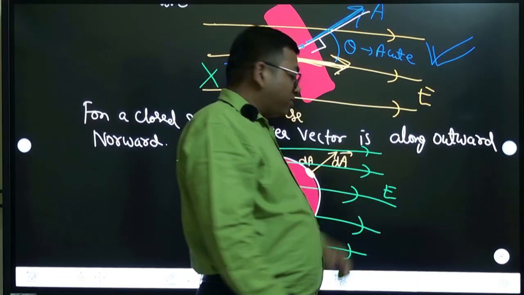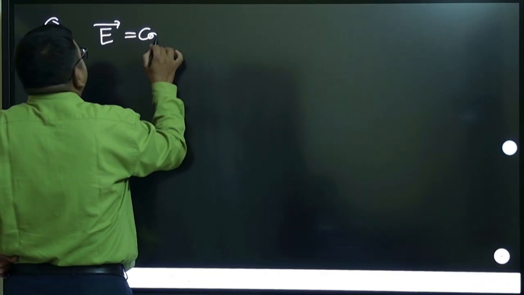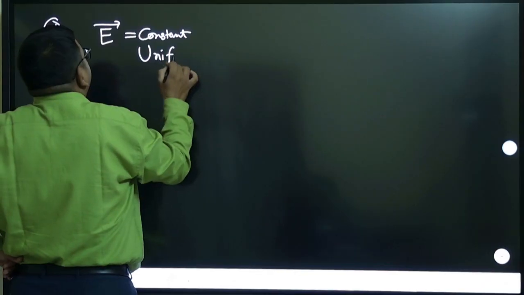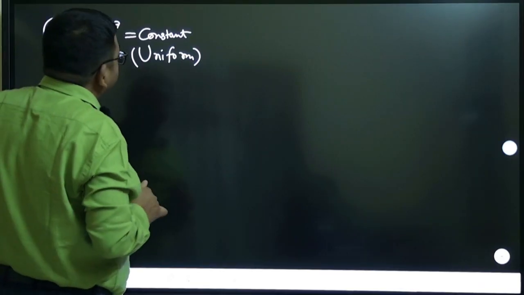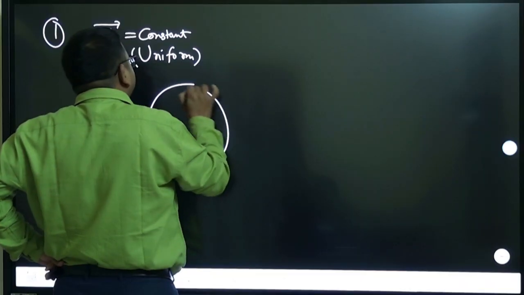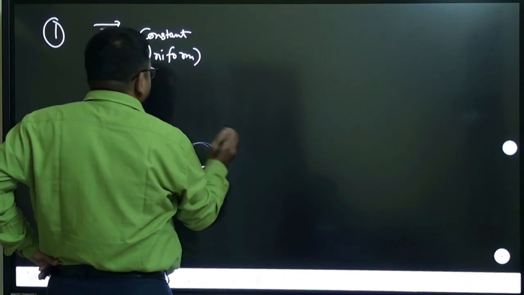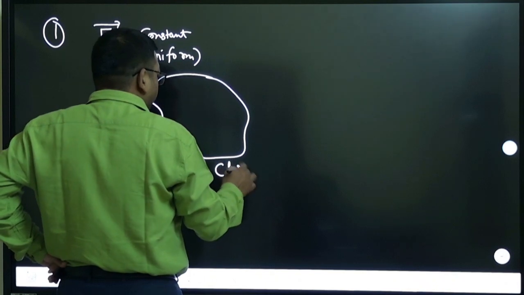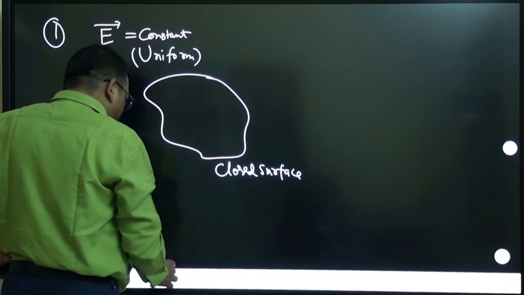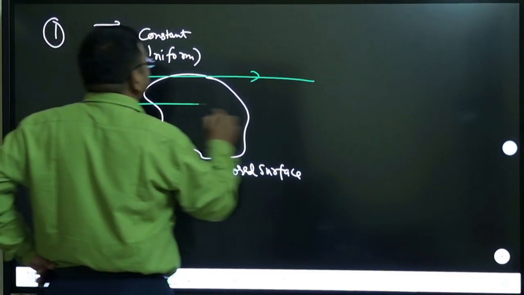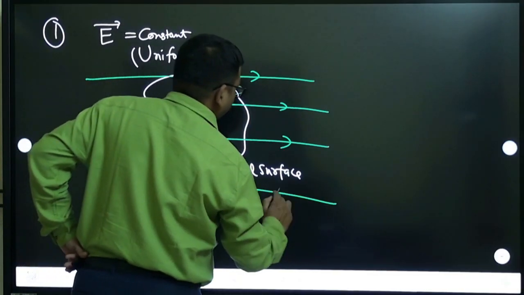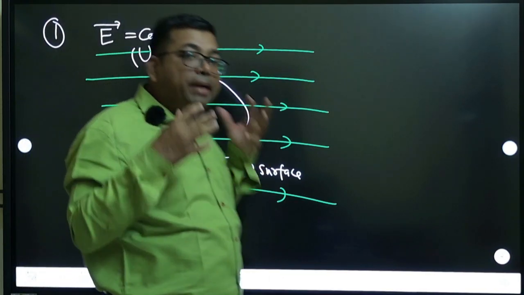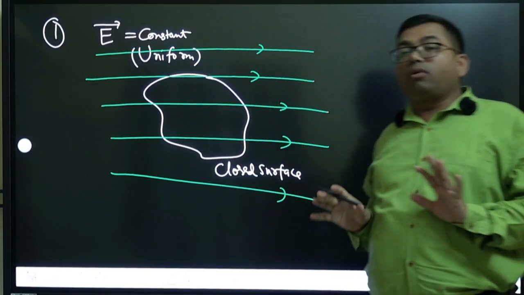Now, let us take some important results on this. First point. Suppose the field is uniform, electric field is constant. Constant means uniform. And I take a closed surface. A closed surface means any type of surface, it can be irregular. I can draw a sphere, cuboid, any type, regular or irregular doesn't matter, but it is a closed surface. So a closed surface is kept in a uniform field. Uniform field lines are parallel, equally spaced.